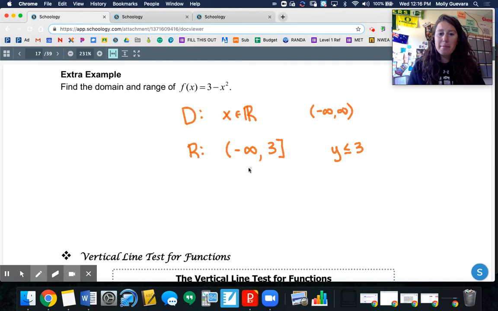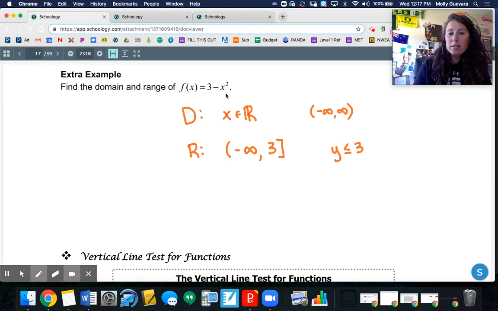Now, when we're talking about range, I have to think about, okay, what's the smallest number I can get here? And so let's think about that. If I plug in a negative number, it becomes positive, right? Negative 3 squared is 9. Negative 2 squared is 4, and so on and so forth. So the smallest number I can get out of here is if I plug in 0. 0 squared is 0. So this number, the smallest it'll ever be, is 0. Well, if this is 0, then 3 minus 0 is 3. And that's how I got this number.